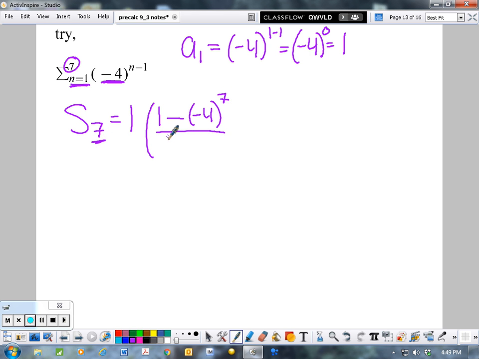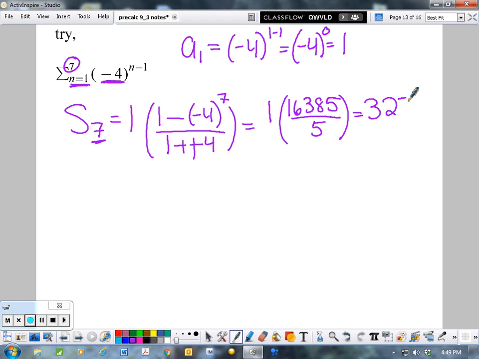over 1 minus my r. And so this will tell us the sum of the first 7 terms. So I'm going to start by doing -4 to the 7th power, and then I'm going to do 1 minus that answer. So I get 1 times 16,385 over 1 minus -4. Add a line, change the sign, we get 5. So really it's just that 16,385 divided by 5, which means these should add up to 3,277.